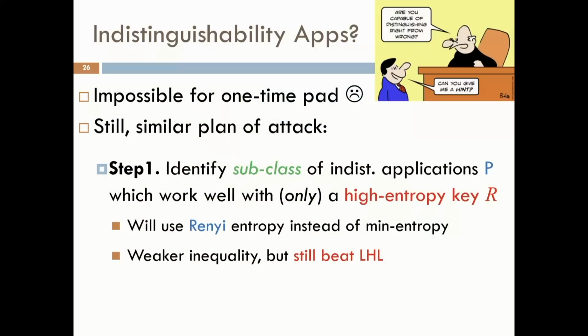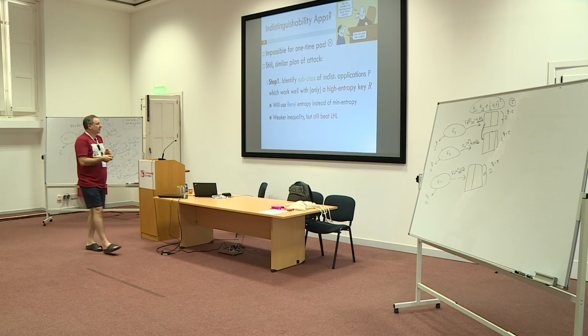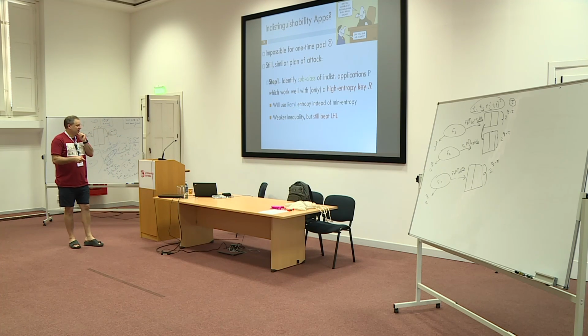We're going to identify a subclass of indistinguishability applications, just like for signature schemes, where we figured out that, like any signature scheme, the only thing it needs is a high entropy key. The key should be almost uniform, with small entropy deficiency. Here there will be a different property, but we will still try to identify the class of applications which always work well on a high entropy key. On a technical level, I'll define it on the next slide. It turns out there is a more convenient notion of entropy for this application, and you will see exactly why on the next slide: something called Renyi entropy.